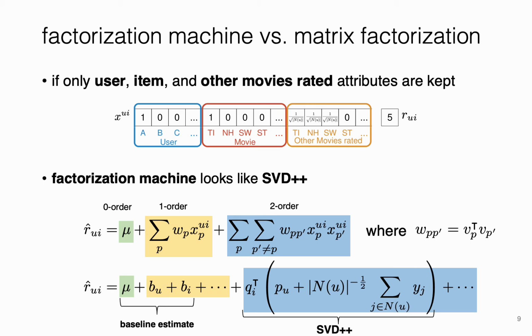For the blue component at the top, focus on the interaction of the movie attributes with the attributes of the user and of other movies rated. Then, if you look closely, you should see the equivalence of these terms to the blue component in SVD++.